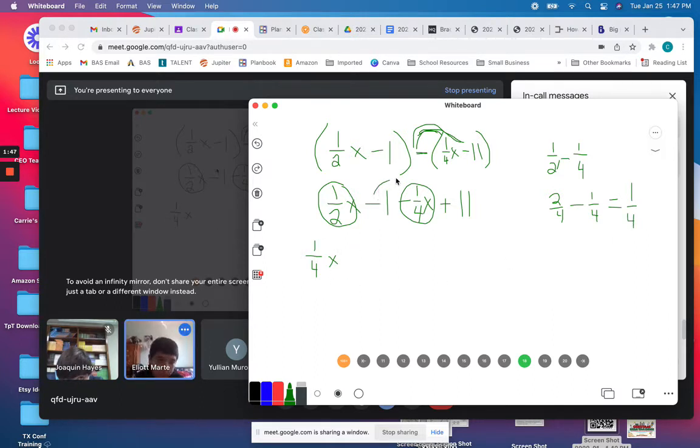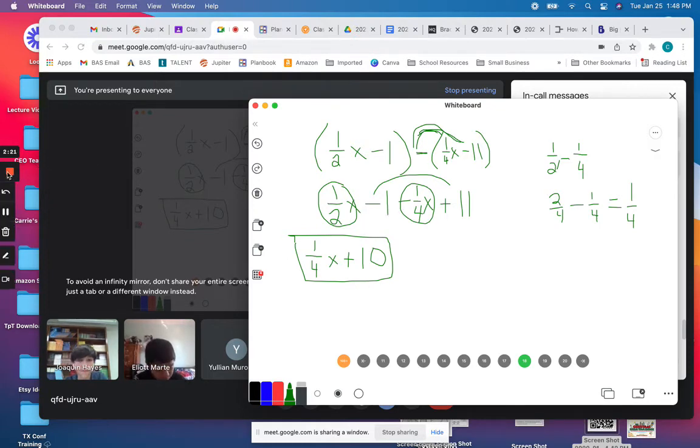So now I'm doing -1 plus 11. What would -1 and then plus 11 be? It's going to be a positive 10 because this was negative and this is positive. It's like saying 11 minus 1. Okay, so that's going to be your answer for the first one: 1/4 x plus 10. Okay, so once you have that, now go try and do the second warm-up. See if you can do that one. Okay.